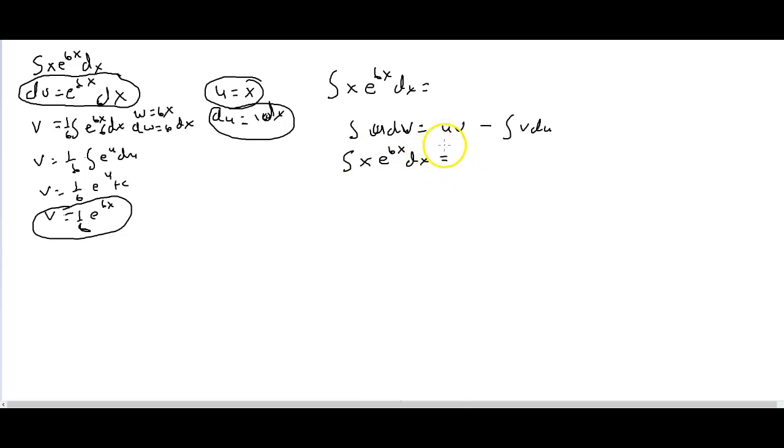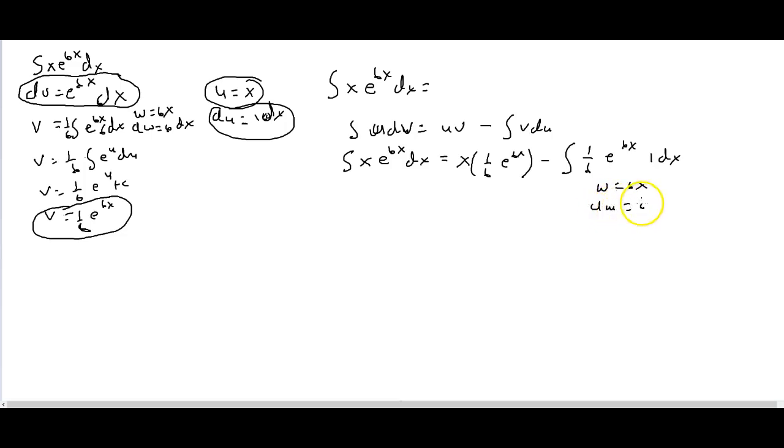Equals, now I need uv. So u is x. v is 1/6 e to the 6x. Minus integral of v. What's v? v is 1/6 e to the 6x du, which is 1 dx. Now look at this and go, that's doable now, right? It's going to be the same silliness. I'm going to still use w, right? So this is going to be same problem with w. So I go w equals 6x.